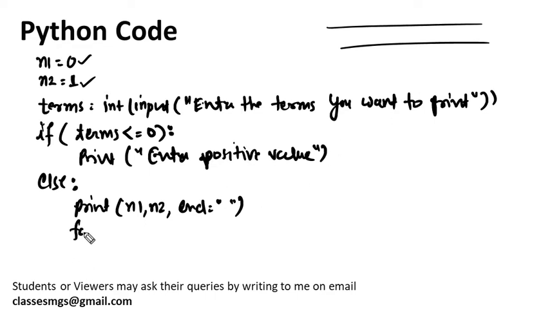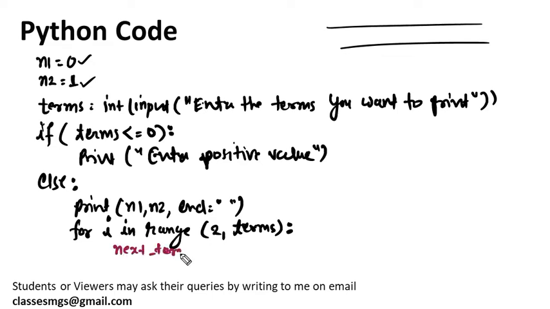So you will apply the for loop here. For i in range function you will apply, and here two to terms, up to terms you want to run this loop, and then you want to get the next term. So how you will get the next term? You can get the next term using this code, next_term equals to n1 plus n2, and print this next term before switching. Print next_term, and end equals to blank you will put.